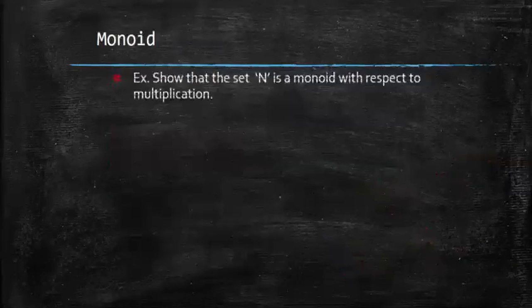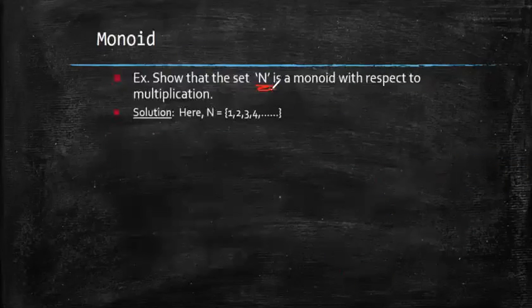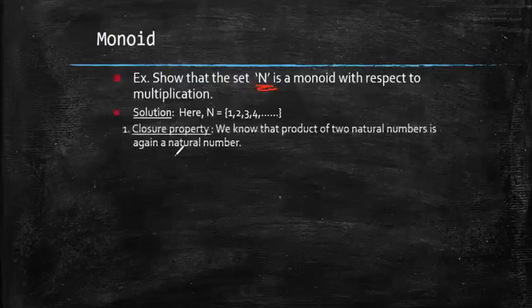Next, show that the set N is a monoid with respect to multiplication. So let's see the solution. What do you mean by our set N? Set N is the natural numbers. So first and foremost, we have to check for the closure property. What do you mean by that? We know that the product of two natural numbers is again a natural number. So whenever you multiply A into B, it will give you some natural number which is in our set. So it satisfies the closure property.